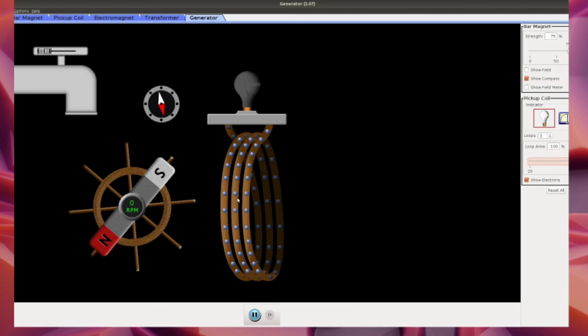Almost all generators, and maybe even actually all generators, will have the coils spinning within the magnetic field instead of what's shown here in the picture. But both approaches would work. It's more practical to have coils spinning than to have magnets spinning. All right, well, so that's that for the generators.